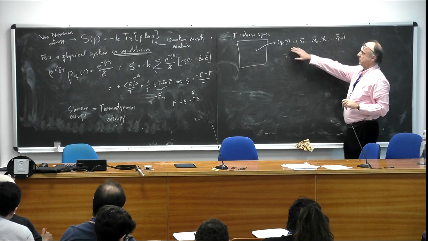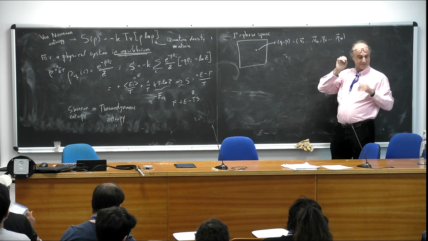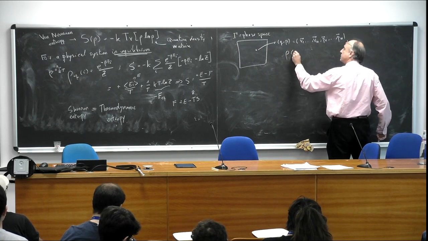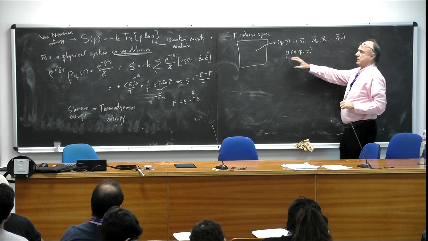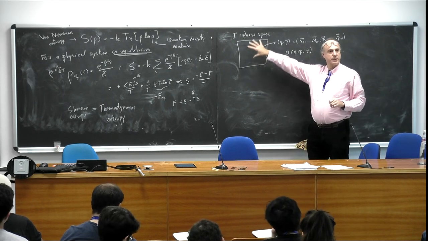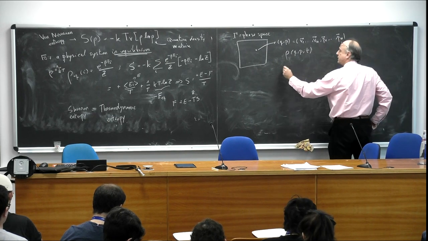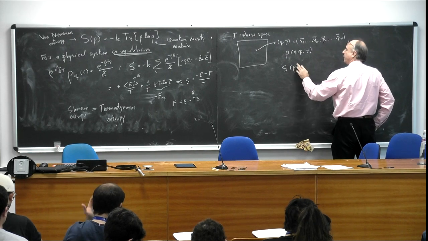And this is the way we express the microstate of a system in statistical mechanics. And you have a probability distribution that evolves in time because you have a Hamiltonian dynamics here. So it's easy to prove that the entropy of this rho is constant.